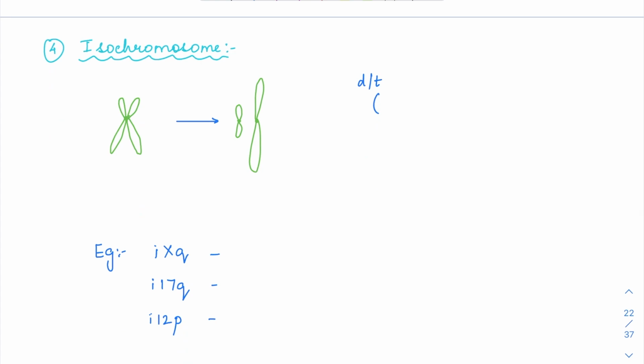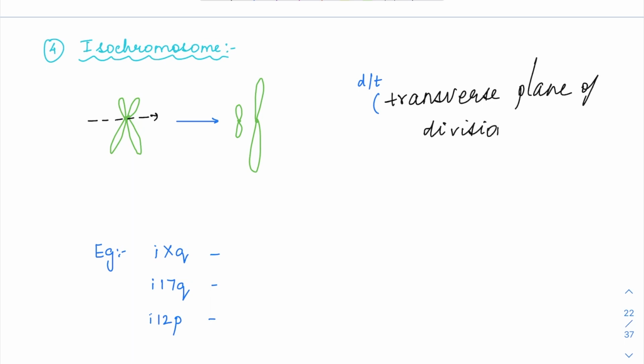Then we have isochromosome. Isochromosome is one in which there is going to be a transverse plane of division. The normal plane of division is going to be longitudinal like this, so that you are going to have two pairs of chromosome like this, right? But in isochromosome, the division is going to happen transversely. So a transverse plane of division is going to be there, which is going to result in these two forming a single chromosome like this, and these two forming the other part of the chromosome, which is the long.